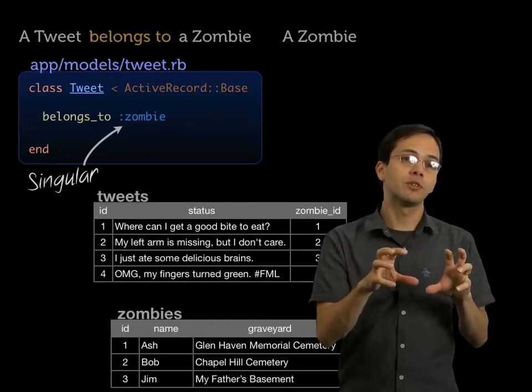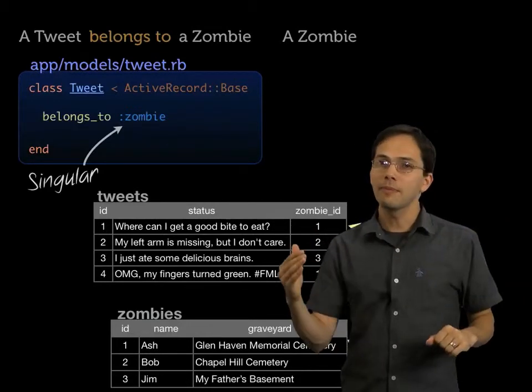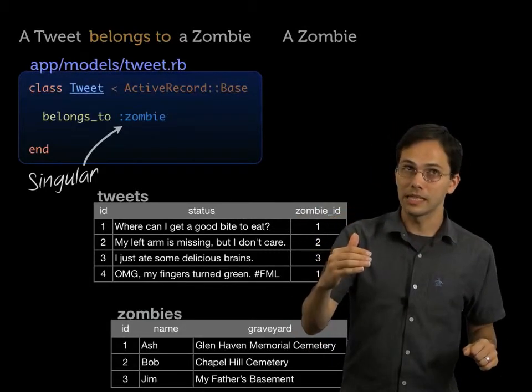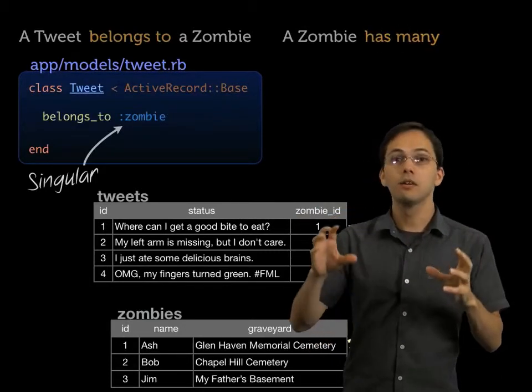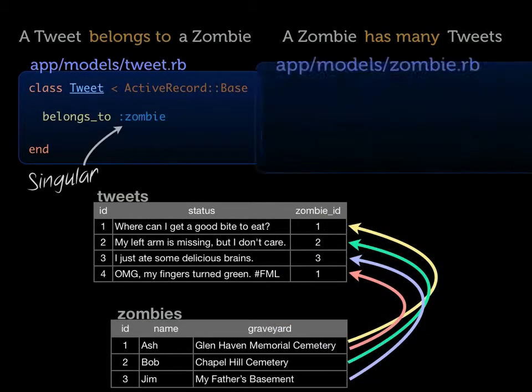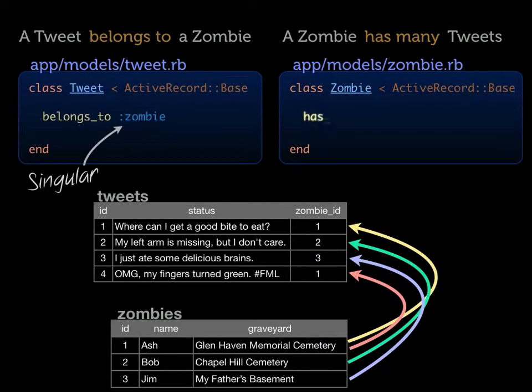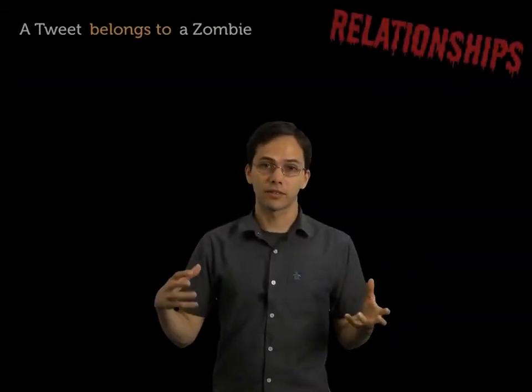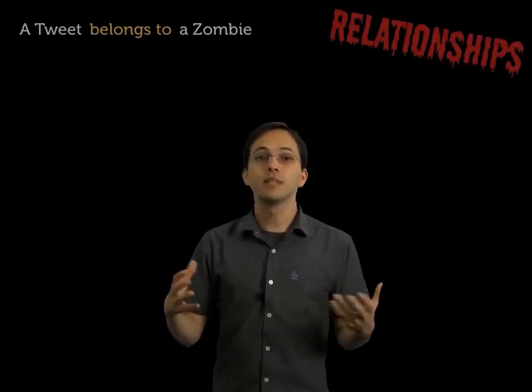So now we've mapped the relationship in one direction. How do we map it in the other direction and basically say a zombie has many tweets? Well, if you take a look in the model here, to map that, we simply write has_many :tweets. So now that we have the mapping correct for each of these models, let's start playing with them on the console.